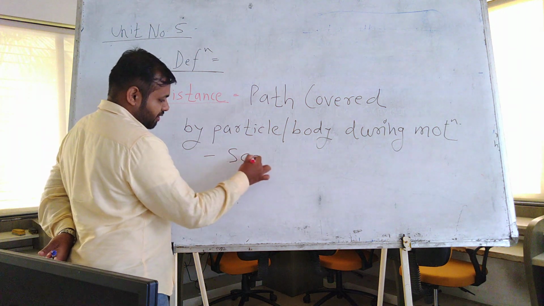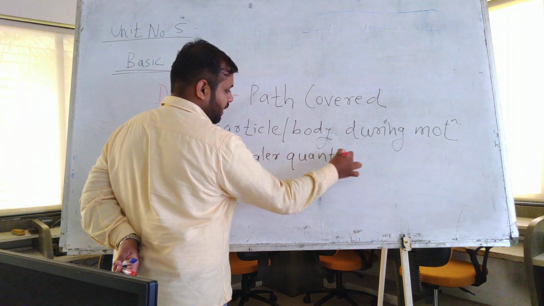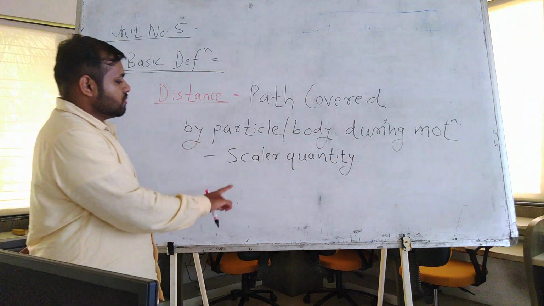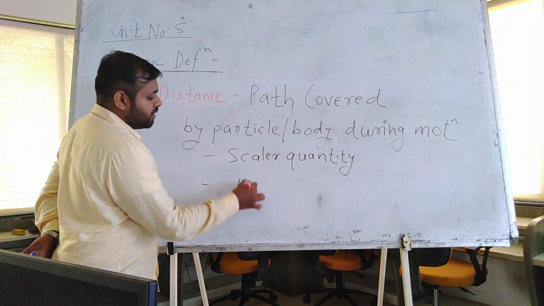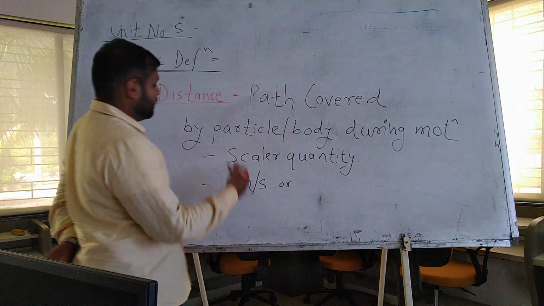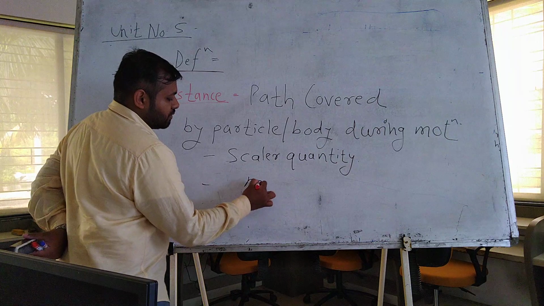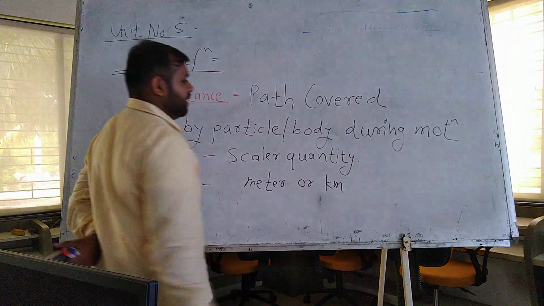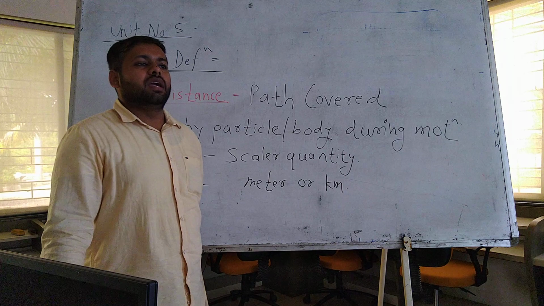Distance is a scalar quantity. It means that it has only magnitude. So guys, please listen carefully. Distance is a scalar quantity, it has only magnitude, and that magnitude is measured in meter or in kilometer.